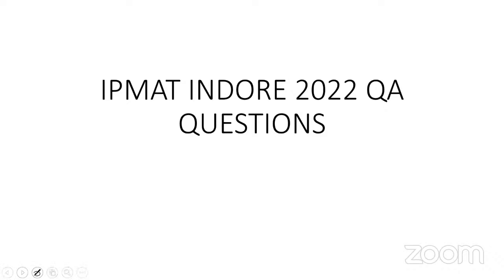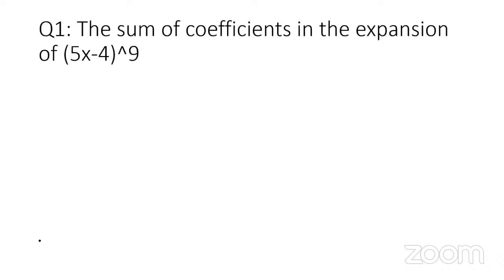So guys, let's start with the first question of the day, which came in the exam. First I got to know the question was about the sum of the coefficients in the expansion of this, but later on from different sources I got to know the question was slightly different. Let me write down the actual question which I got to know. It's not 5x minus 4.